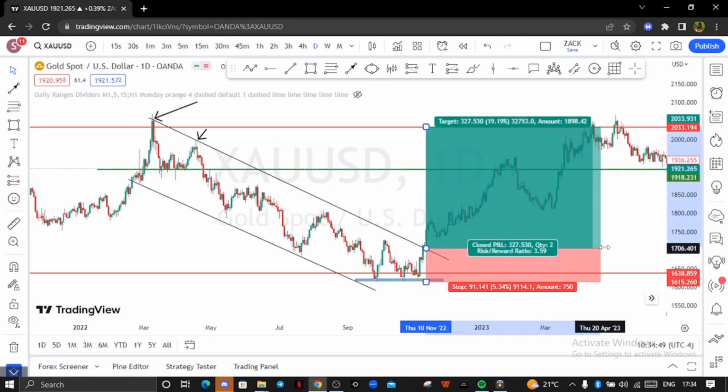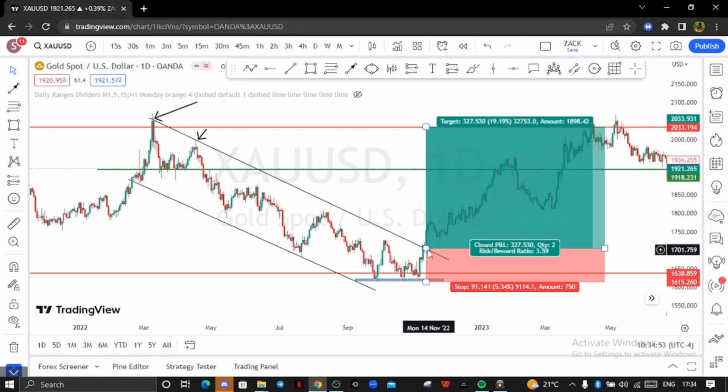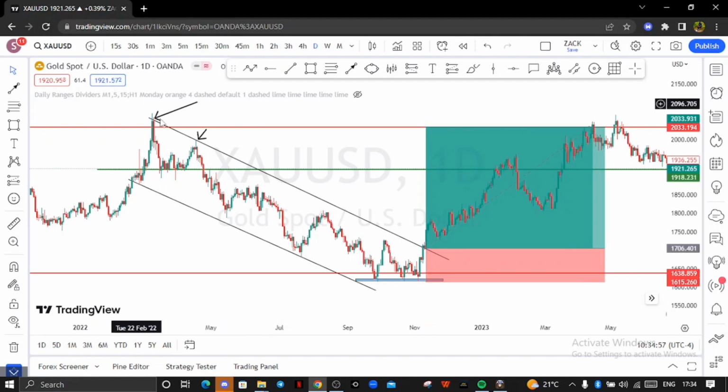This is called the 90% rule, guys. When the market breaks out of this point, we are looking forward to seeing it fill up to the first point where the movement started.